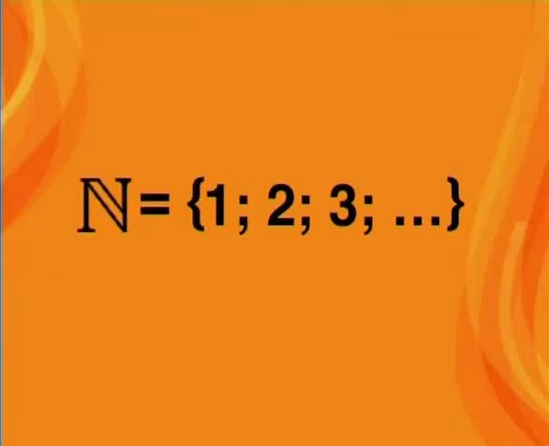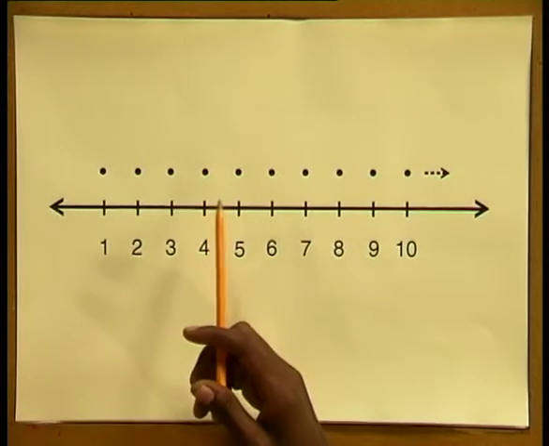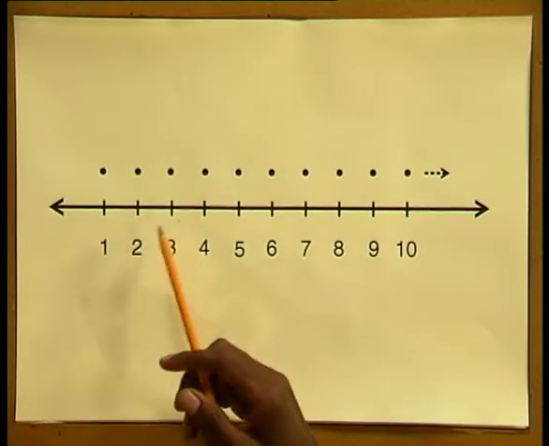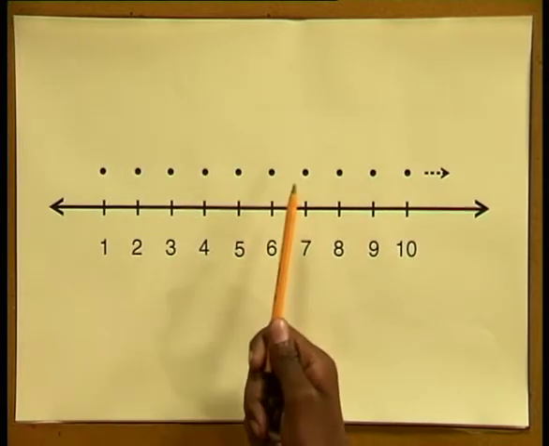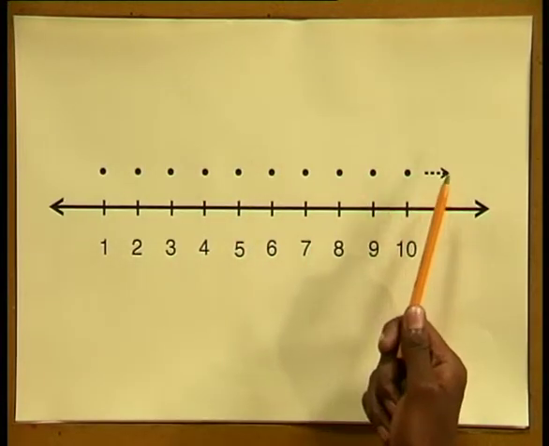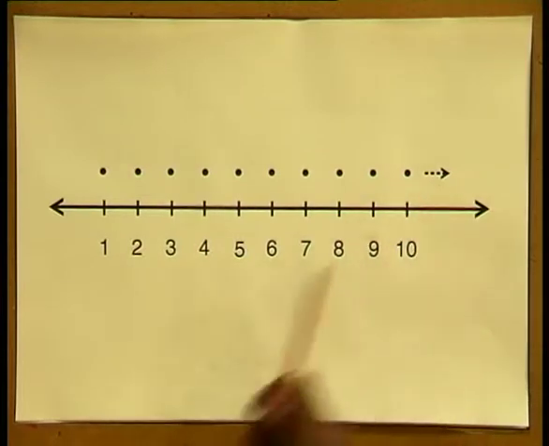We use the following notation. The set of natural numbers is the set containing 1, 2, 3, 4, and so on. Natural numbers can also be represented on a number line like this. Remember to use a dot to represent each separate number, and here we show that the numbers continue in the same pattern. Okay, let's move on.